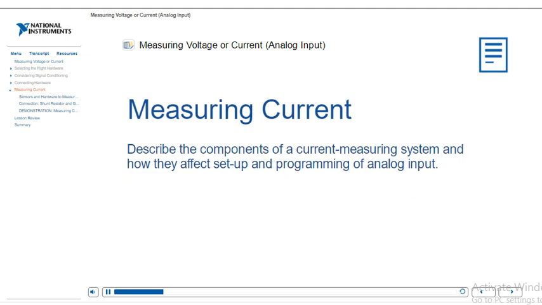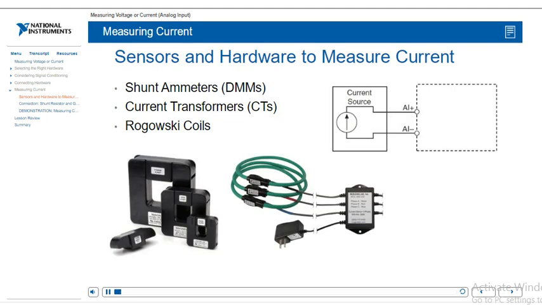In this last section, we'll briefly go over the components of a current measuring system and how they differ from what we've been doing, which is measuring voltage. Measuring current requires a little bit of a different setup than measuring voltage and requires some different hardware.